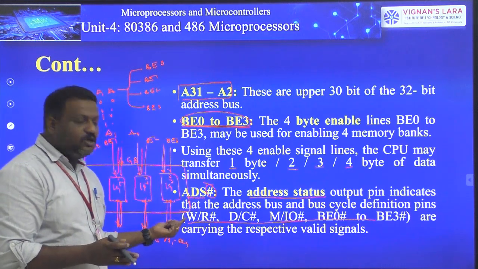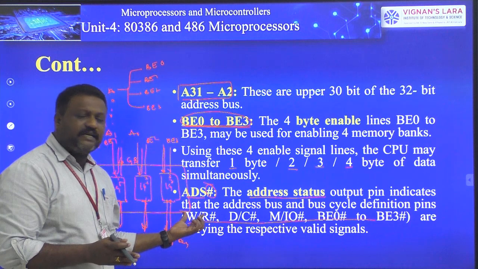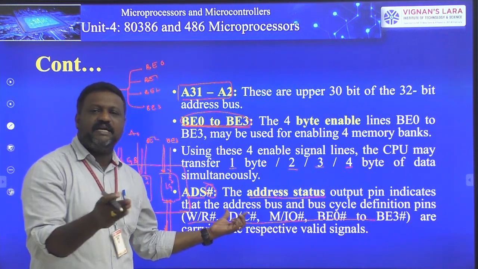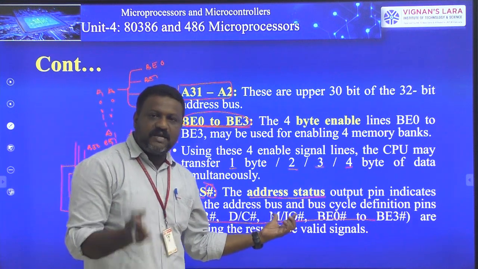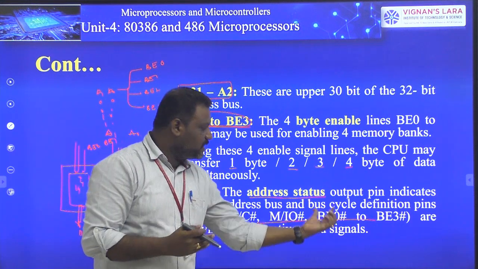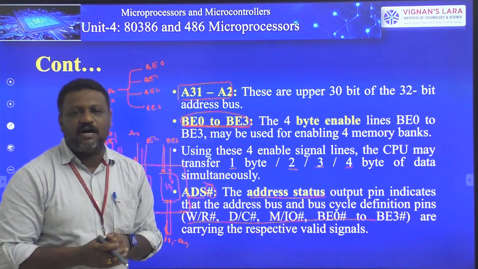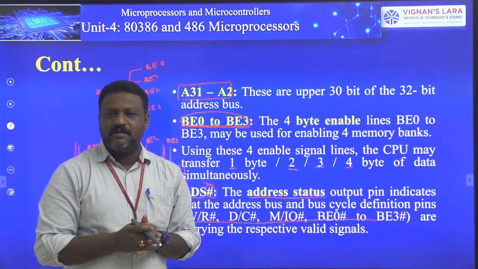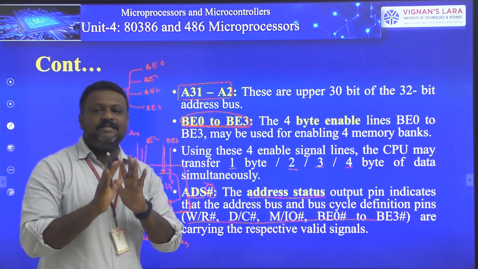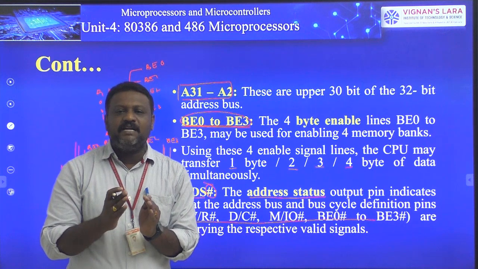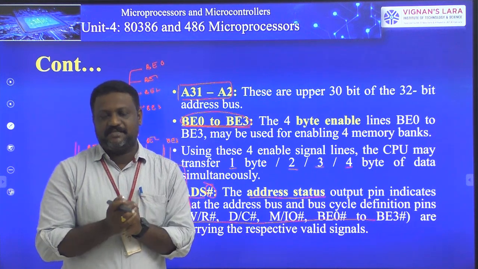So here W/R#, that indicates a read/write signal, and D/C#, that is a data/code signal, M/IO#, memory/IO, and BE0# to BE3#, all these are byte enable signals. So once this ADS signal is active, it indicates that these signals are maintaining valid logic levels.